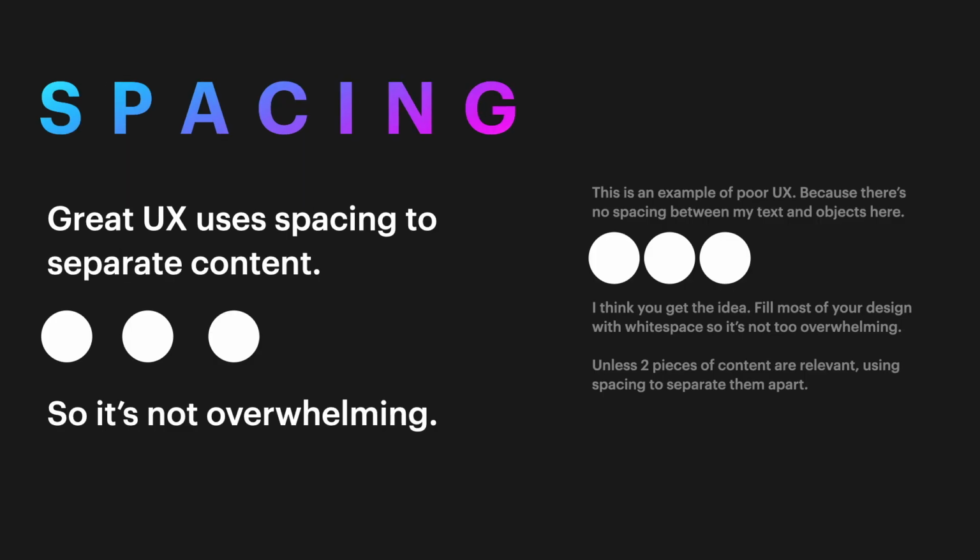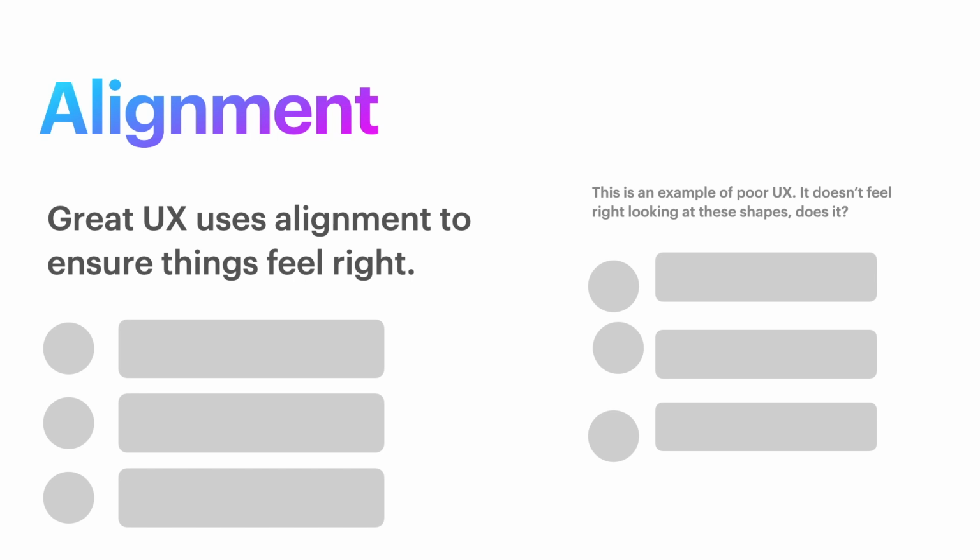Spacing is really important. You don't want to overwhelm the user with too much information in one spot. So great UX uses spacing to separate content. And then on the right here, you can see it's kind of overwhelming. There's too much information all squeezed into one area. That's because there's no spacing between the text or objects there. And in general, just fill most of your design with white space so it's not overwhelming, unless two pieces of content are relevant. So this means that unless you have stuff that are related to each other, try to space them apart as much as you can just to help improve the UX.